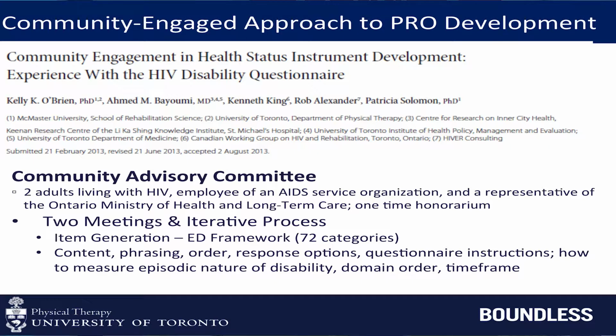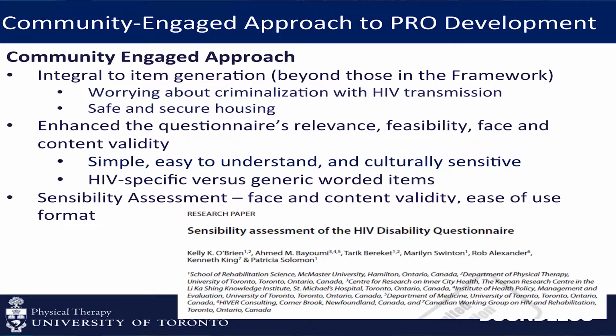The community advisory committee included 2 adults living with HIV, an employee of an AIDS service organization, and a representative from our Ontario Ministry of Health and Long-Term Care. We had a number of individual consultations, but 2 meetings in particular where we talked about item generation, going from the categories in this conceptual framework to the actual measure. We had extensive discussions around phrasing, the order of questions, response options, the instructions to the questionnaire. How were we going to tackle measuring episodic disability with a questionnaire that may be administered just at one point in time? What about domain order? And what kind of time frame are we going to be asking about these experiences of disability among participants?